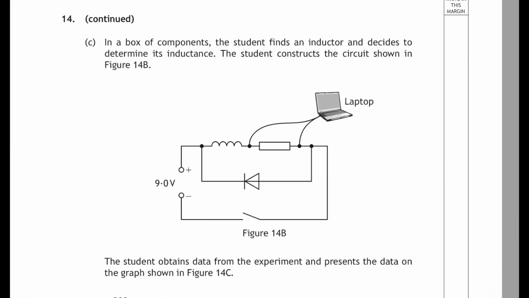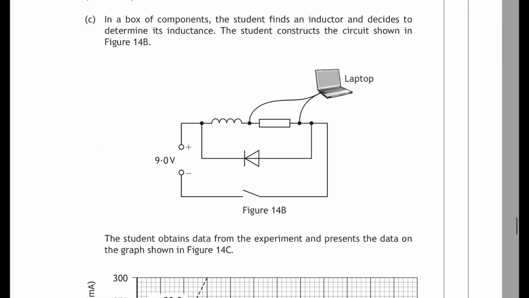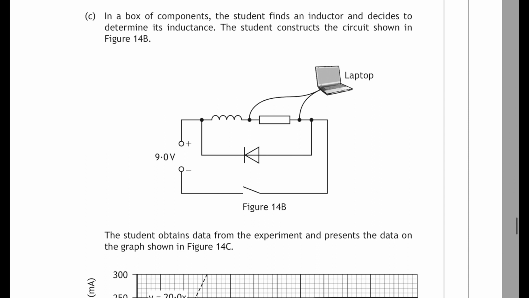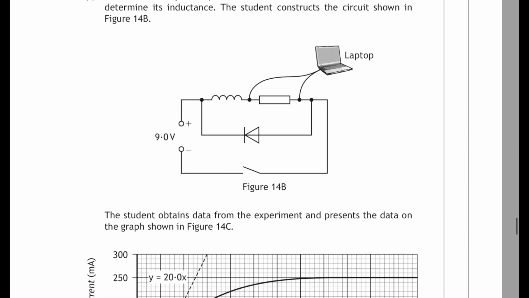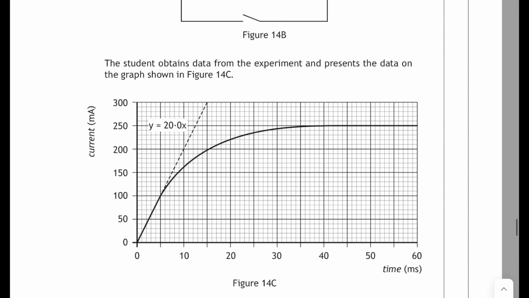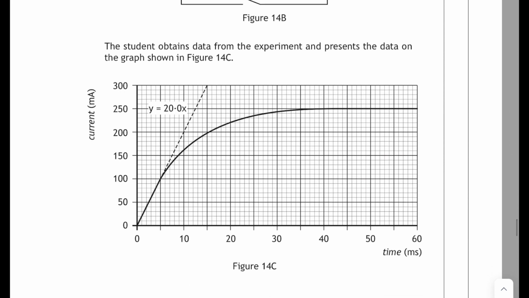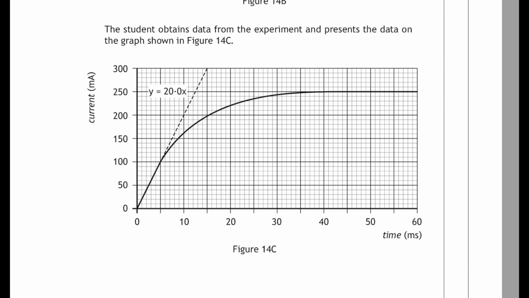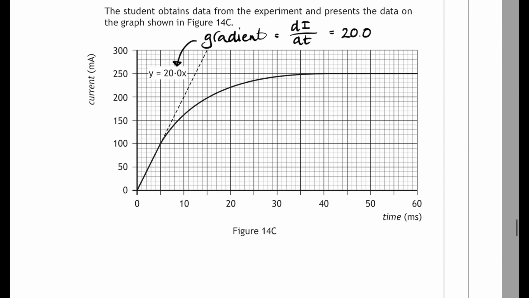Okay, 14c. In a box of components the student finds an inductor and decides to determine its inductance. The student constructs the circuit as shown in figure 14b, and the student obtains data from the experiment and presents the data on the graph shown in figure 14c. And that graph has got the equation of the line for the rate of change of current for the first 5 milliseconds. And the rate of change of current is 20 milliamps per millisecond, or 20 amps per second.